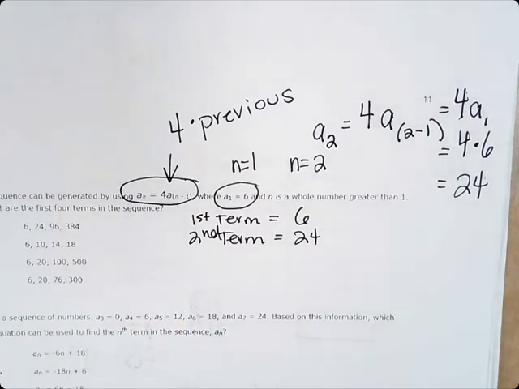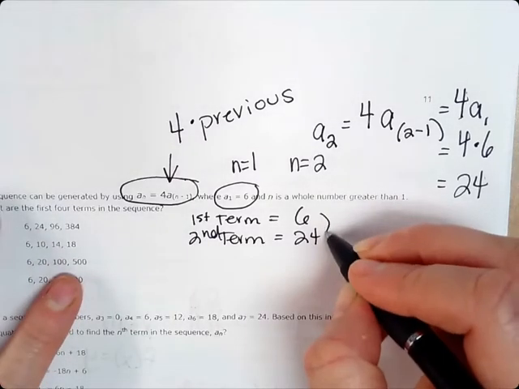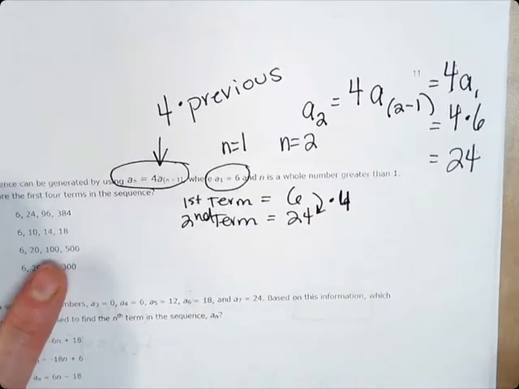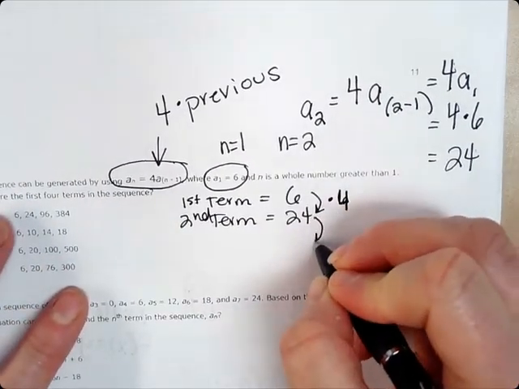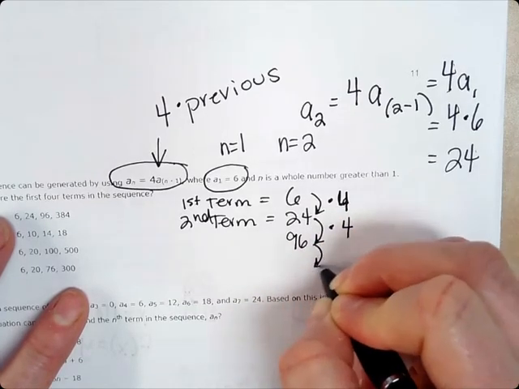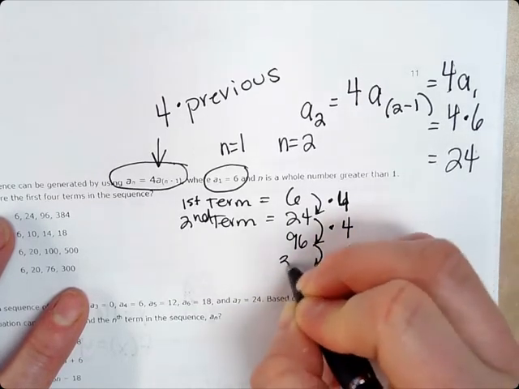So what is the pattern? What are we doing each time? Yeah, we're just going to multiply with times 4. So 6 times 4, times 4 is 24. 24 times 4, 96. 96 times 4, yeah.